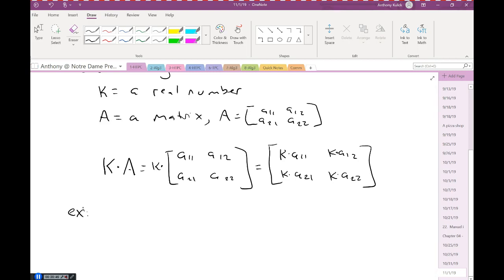So we have a verbal definition. We have a symbolic definition. Probably time to do some numeric examples so you can really get the feel for how we're doing this.